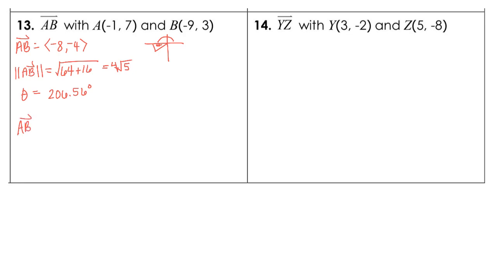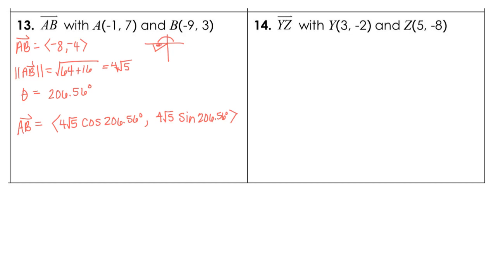And so now you're ready to go through and write all of this. So AB is going to be equal to 4 root 5 cosine 206.56, and then 4 root 5 cosine, or sine, sorry, of 206.56 degrees.